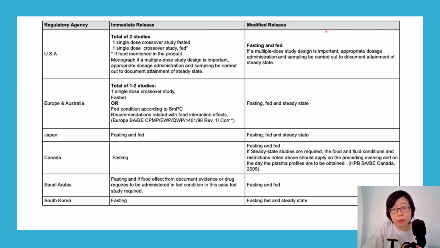In this table, we also summarize the differences between the guidelines in terms of the dosage form that we're looking at, whether it's immediate release or modified release. No matter which form they are, we have to look at the monograph to see what the requirement is, whether it needs to be in fed state or just fasted state will be enough.